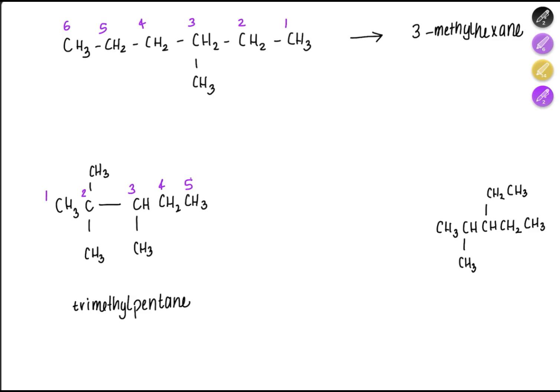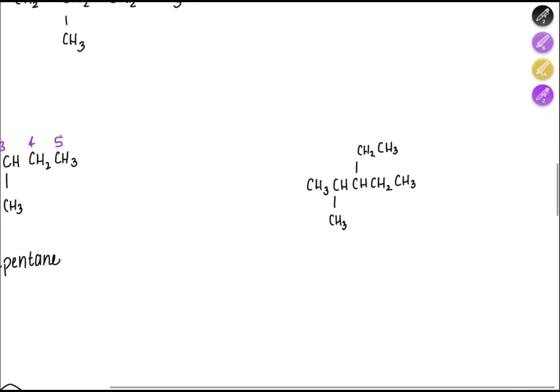pentane. And now, where are these 3 methyl groups attached? 2 of them are attached to the second carbon, and 1 of them is attached to the third carbon. So you will name this as 2, 2, 3 trimethyl pentane. Okay, can you name this one?